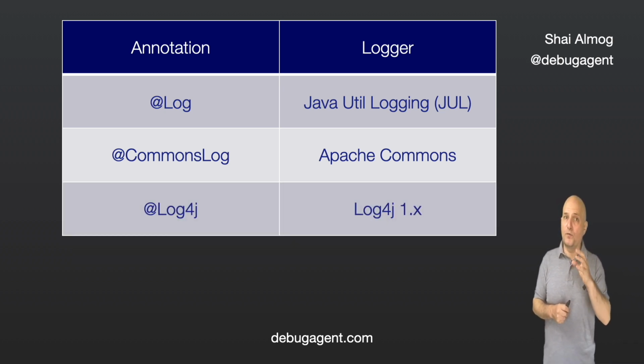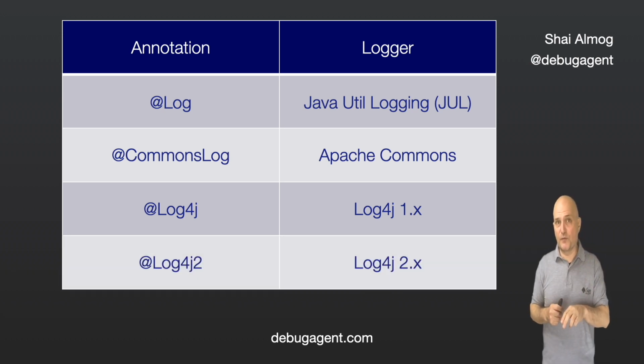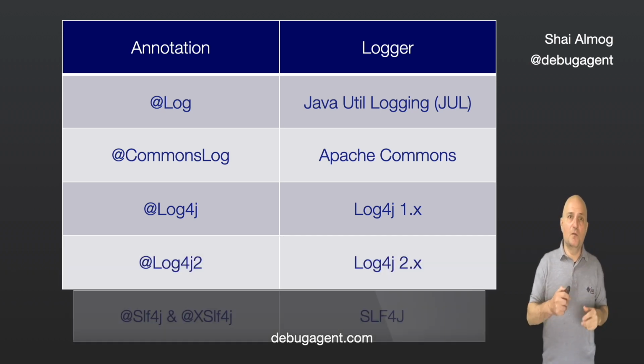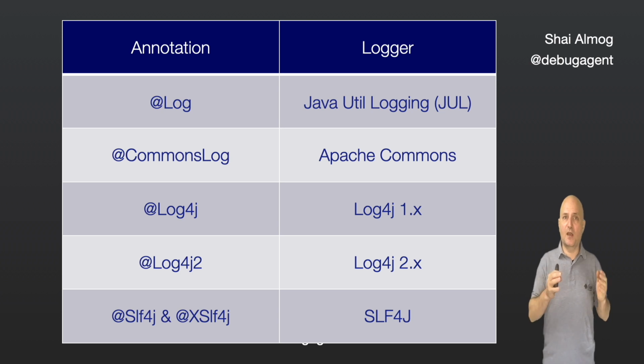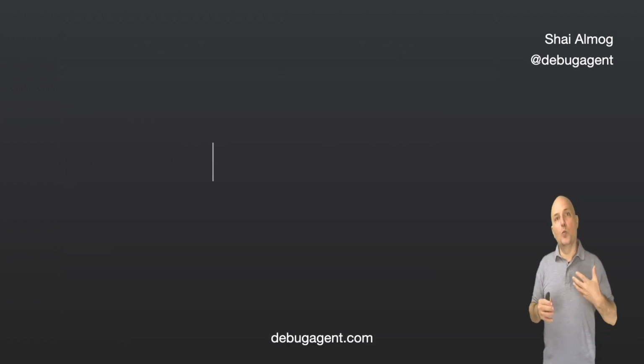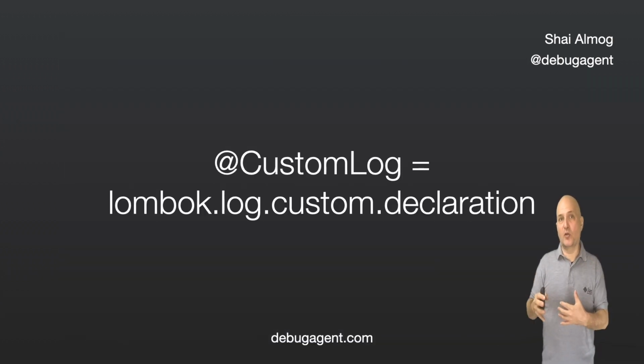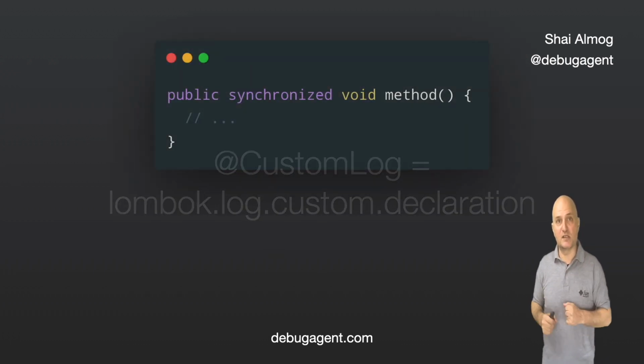Log4j targets log4j1 logs, and there's a specific version for log4j2. Finally, SLF4j and the XLogger have their own tags too. But what if you're doing something else entirely? We can define a custom log and write the log in the configuration file that we discussed in the previous video. There we can write any arbitrary logger code we want and it will be generated for us.